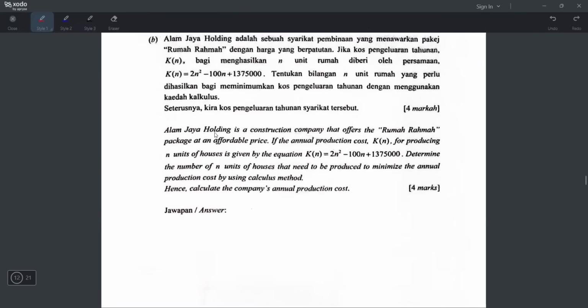Okay, let's read. Alam Jaya Holding is a construction company that offers the Rumah Ramah package at an affordable price. If the annual production cost Kn for producing n units of house is given by the equation Kn equals 2n squared minus 100n plus 1375000. So this is obviously a formula to find the annual production cost. So I'll write it down: Kn equals 2n squared minus 100n plus 1375000.